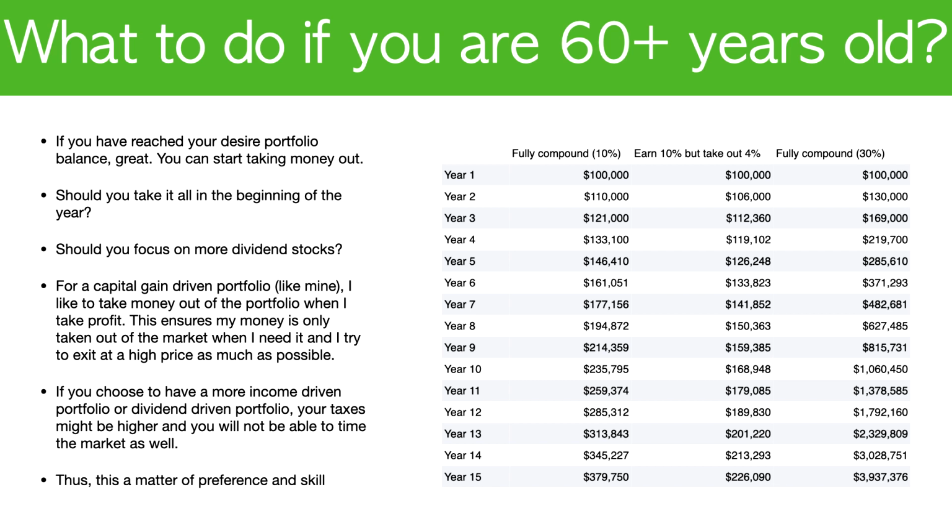For a capital gain driven portfolio like myself, I like to take money out of the portfolio when I take profit. And this is important because I try to time the market in a way where I'm maximizing the profit taking. So I don't take money out because I need the money. I take money out because it is at maximum profit. So that's kind of what's important. And this ensures that my money is only taken out when I need it, and I try to exit at a high price as much as possible.